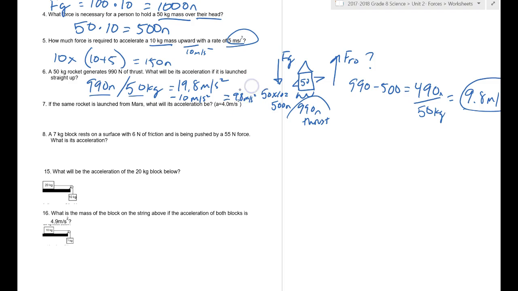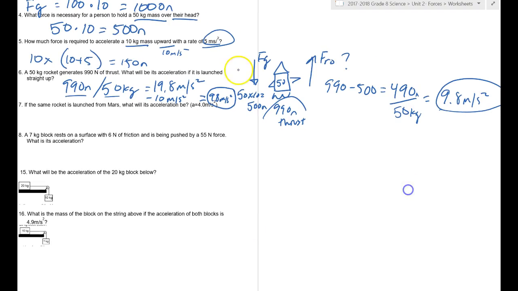One way or another, however you solve this problem, if it's this way over here on the right, or if it's this way over here on the left, we must account for gravity in one way or another. We either do that by calculating the force due to gravity and subtracting it out of the equation, or we must account for the acceleration due to gravity and subtract that out of the equation. Either way, account for gravity.